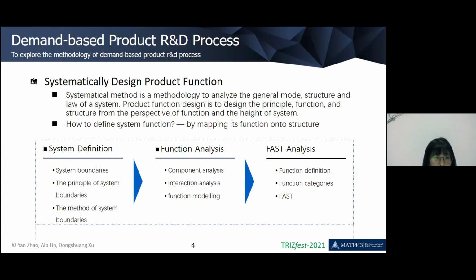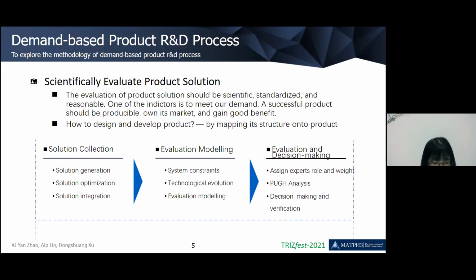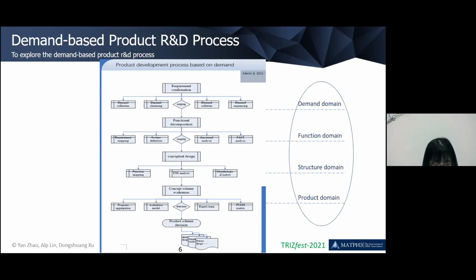After understanding the demand, we consider designing the product function. So we define the system and establish the function model, and we also use FAST analysis. And in the next stage, we started to evaluate the product solution. So we generate many different kinds of solutions, and we collect them, establish our evaluation model and rank these solutions. And then we can substantiate and verify them, and choose the best solutions for use. And then we can establish a complete demand-based product R&D process.